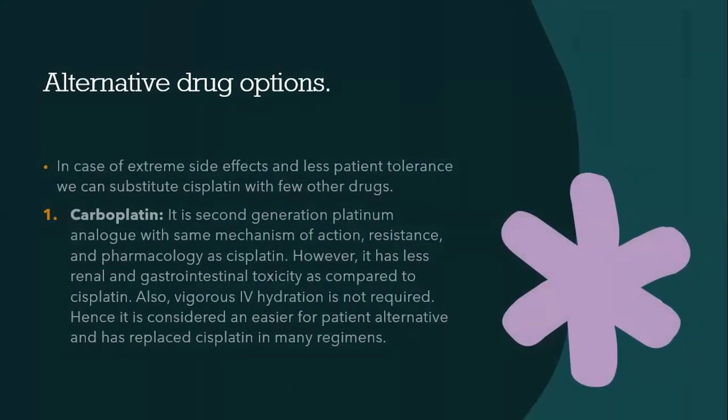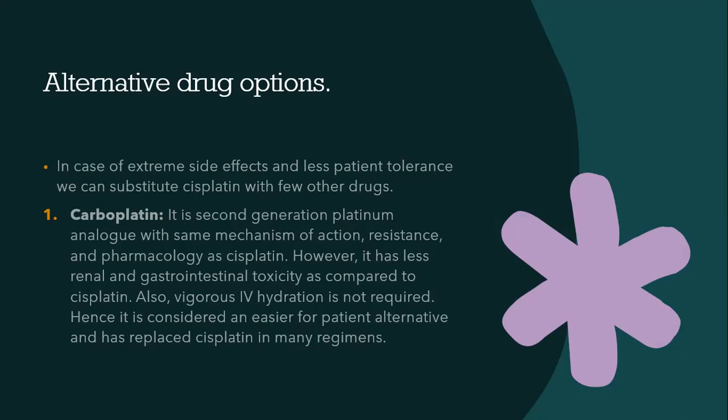Alternative drug options to cisplatin. Sometimes when we observe extreme side effects and it becomes harder for our patient to bear them, we have to substitute cisplatin with some alternative drug. So carboplatin is one of the drugs that can be used in place of cisplatin. It is a second generation analog of platinum with less severe side effects as compared to cisplatin.